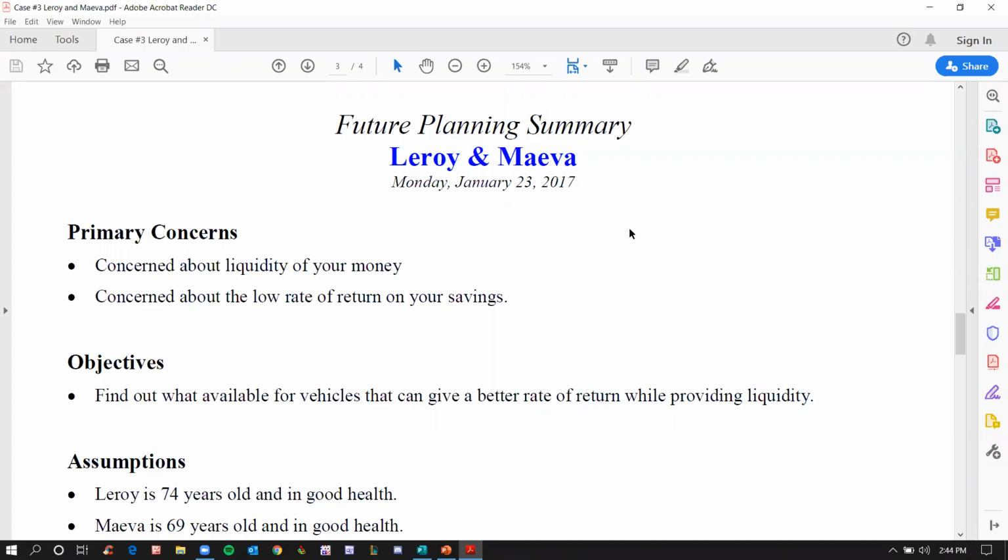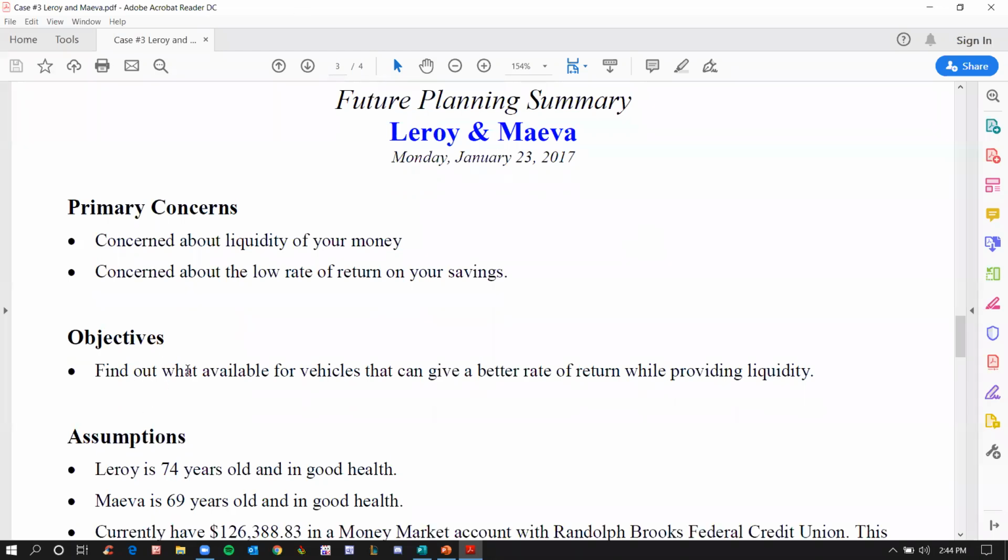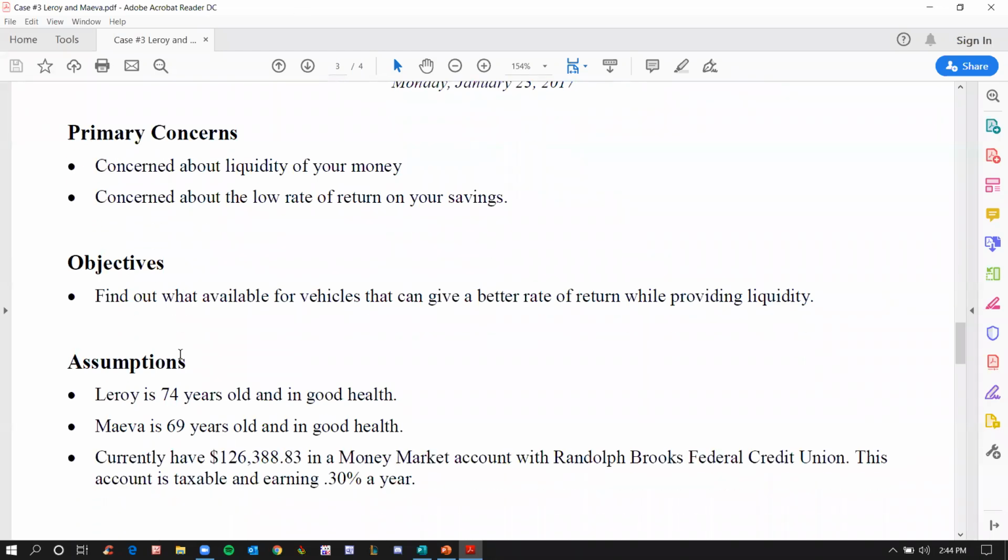All right. So the objective we wanted to really get to, the big problem you wanted to solve, was we want to find out what vehicles were available for you that can give you a better return while providing more liquidity. That was the overall job you assigned to me, right? So let's look at the assumptions we used when we built this case, based on our discovery interview from a week ago.